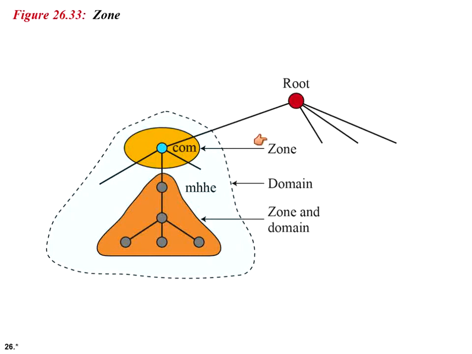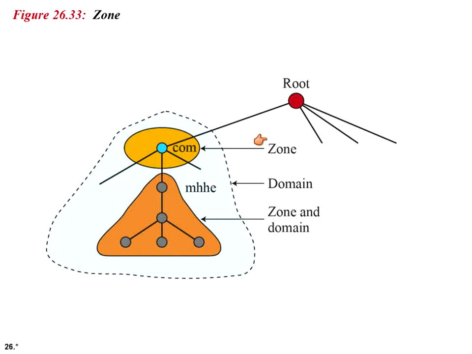Now the next concept is zone. We know that the complete domain name hierarchy cannot be stored on a single server, so it is divided among many zones. What a server is responsible for or has authority over is called a zone. So we can define a zone as a contiguous part of the entire tree. If a server accepts the responsibility for a domain and does not divide the domain into smaller domains, then the domain and the zone refer to the same thing.